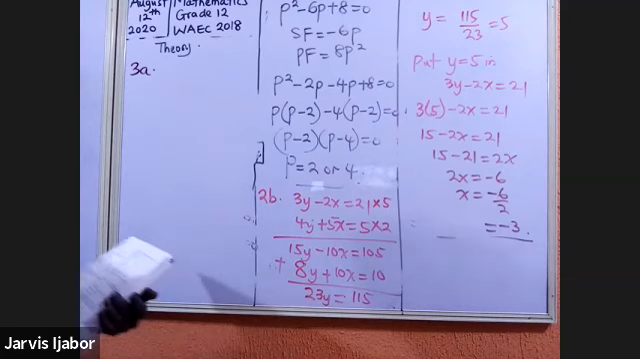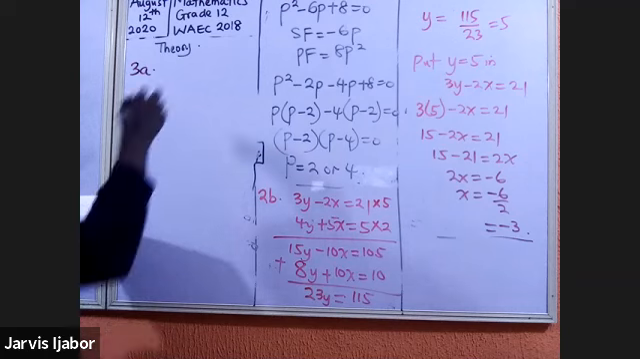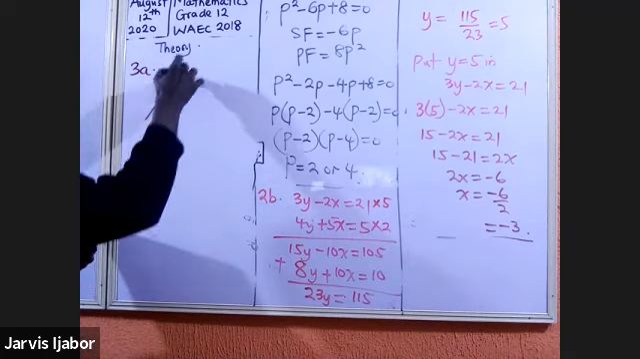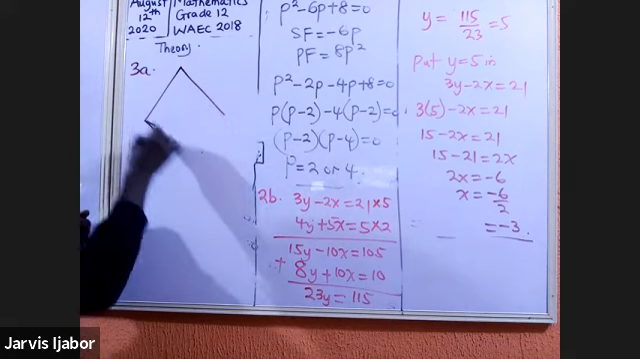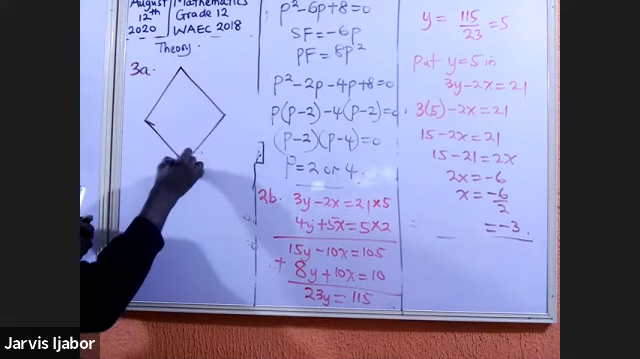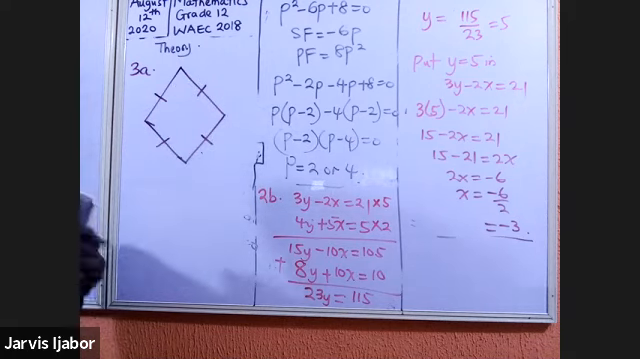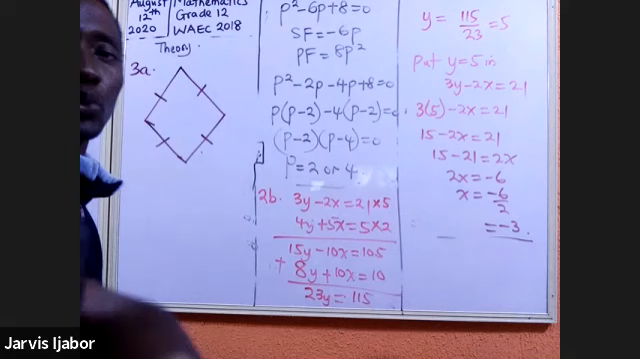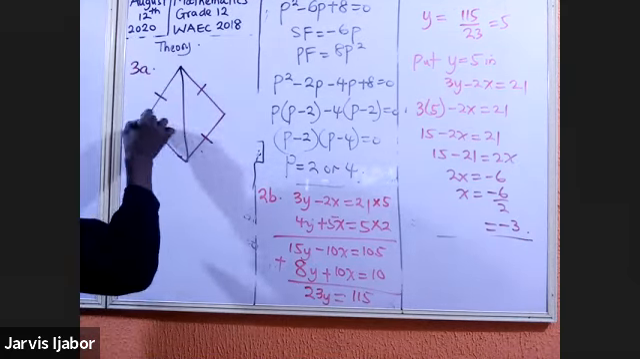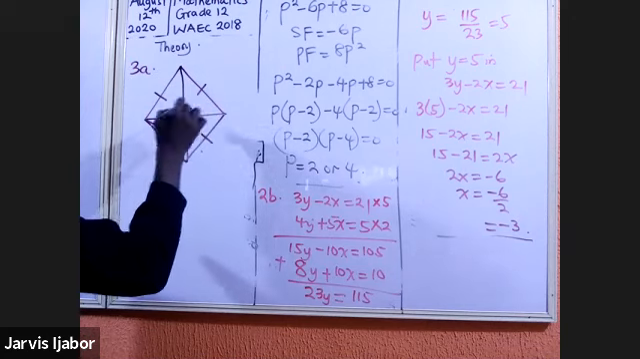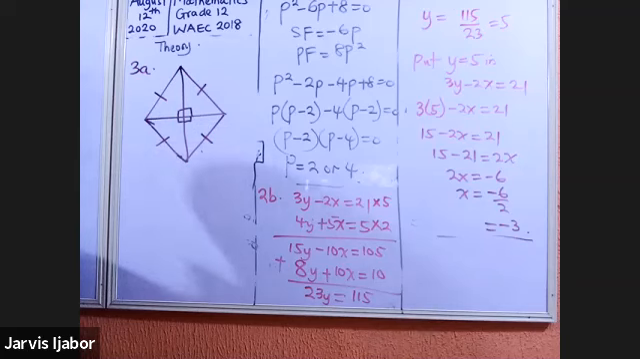In question 3a, the diagonals of the rhombus are given. I think that this was the rhombus. So a rhombus is a figure that has all the sides equal. This is equal to this, equal to this, equal to this. But there's an interesting property of the rhombus you need to know. The diagonals bisect each other at right angles. That's what they expect you to take note of here.